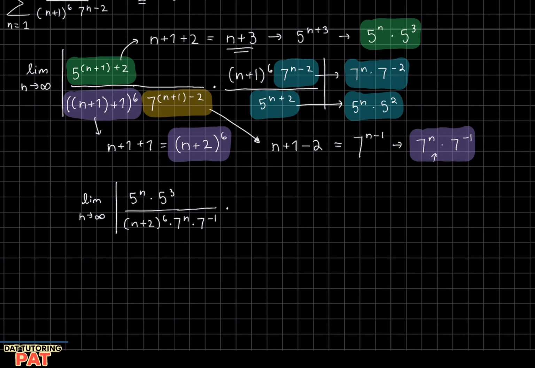Then we're going to write out our simplified version of our reciprocal of the original function. So that's (n+1) to the 6th. And then we simplified out our 7 by using the exponent rule. And then this is going to be 5^n times 5 to the 2nd. And we simplify that out as well. So let's go ahead and just cancel some things out.